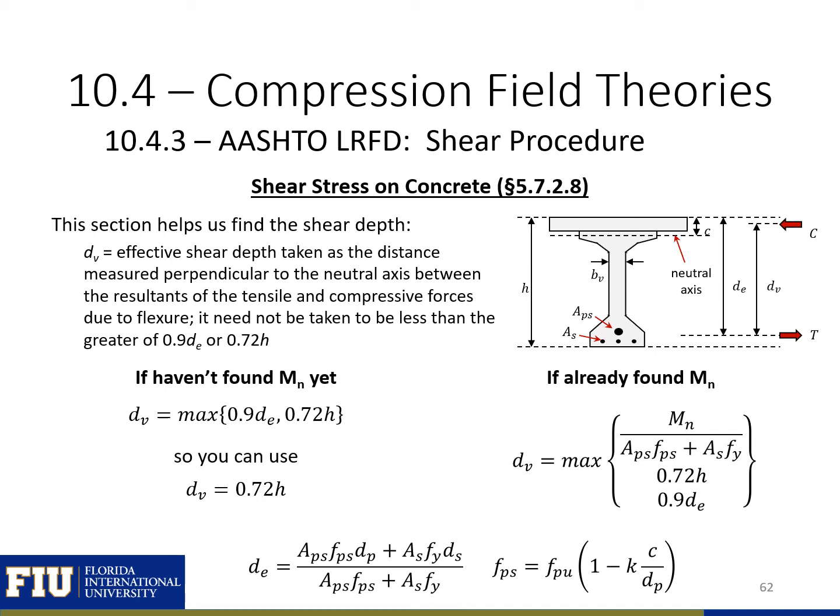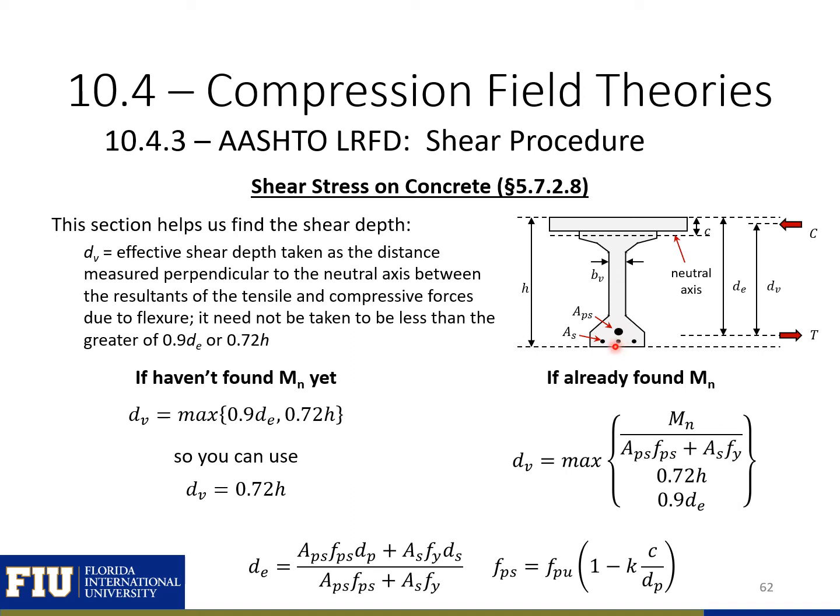dv is the shear depth that we use in our shear strength equations. So it's the effective shear depth taken as the distance measured perpendicular to the neutral axis. So here's our neutral axis, perpendicular to that is in this direction, between the resultant tension and compression forces due to flexure. So you can see our dv is this distance here. It need not be taken less than the greater of 0.9 de, this distance, where de is the distance from the top to the centroid of our total tension steel, non-pre-stress and pre-stress reinforcement together, and h is the overall height of our section.